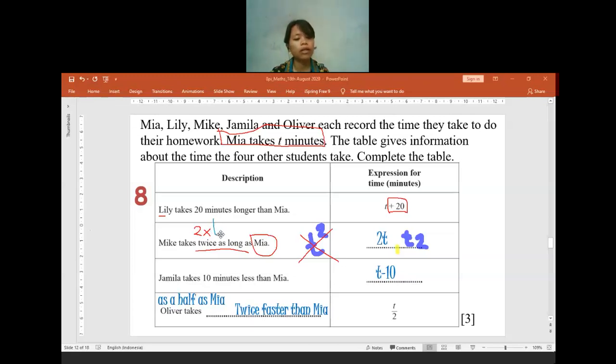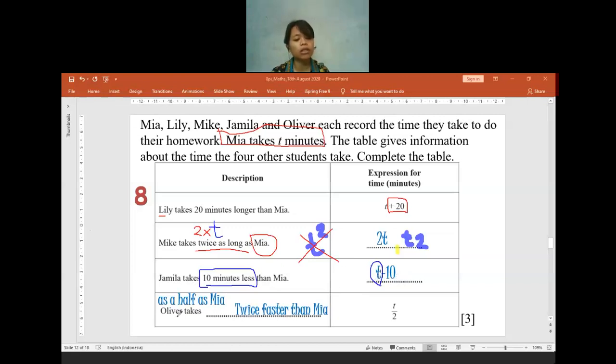And then for the next one, we have Jamila takes 10 minutes less than Mia. So Mia will be taking more time. That's why it will be t minus 10, not 10 minus t. Because it says 10 minutes less than Mia, Mia will take a longer time. So we need to write the t first before the 10. It will be t minus 10.